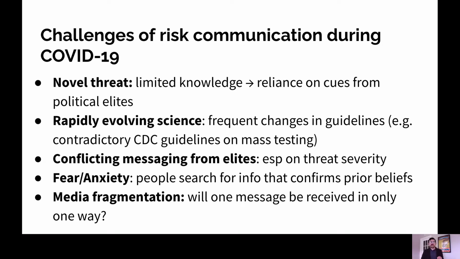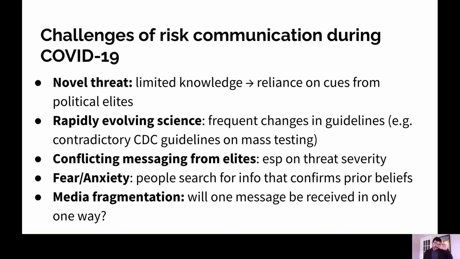Two other things make perceiving threat severity difficult. The first is that, especially during the early days of the pandemic, fear and anxiety ran high. And one thing we know from social psychological studies is that when fear and anxiety run high, people search for information, which is great. You can look at Google searches during the pandemic, and Google searches for COVID-19 explode in March. So it's good.